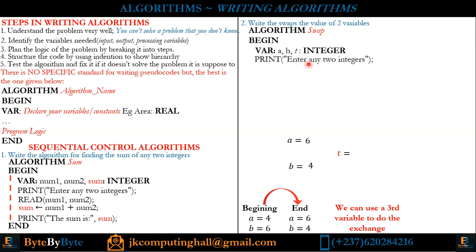Print, enter any two integers. We enter the two integers. Sorry, here is supposed to be A and B, because I just did a copy and paste and did not edit. Sorry. Here is supposed to be A and B, A and B. That's what we are reading.